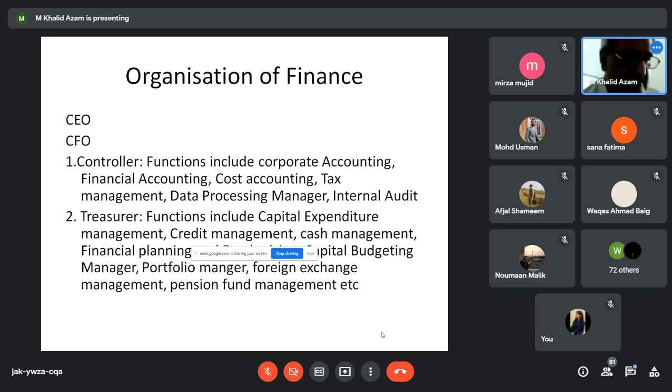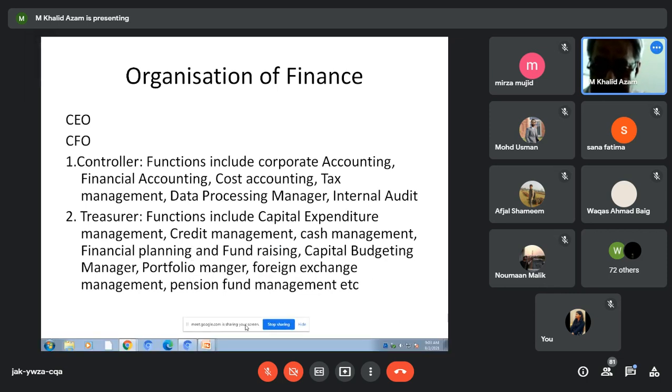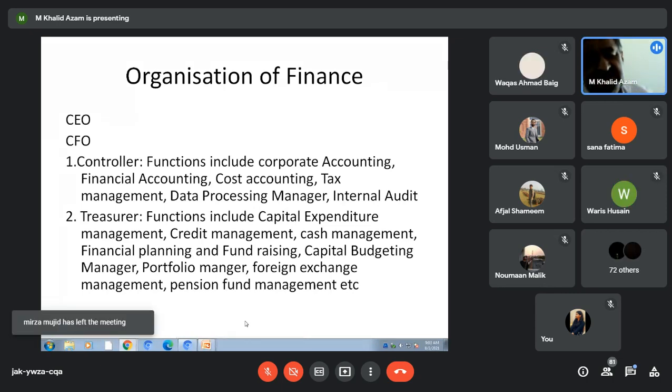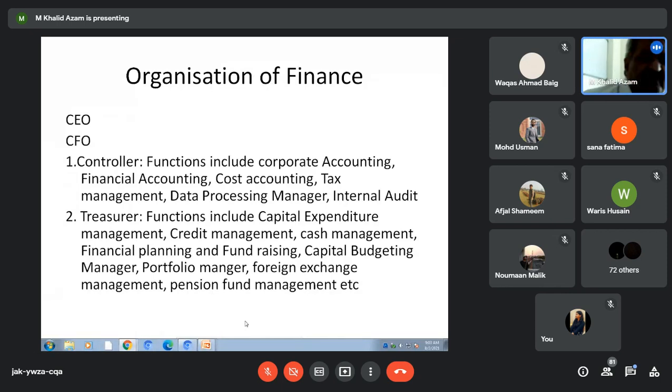In the last class, I started to discuss the organization of finance. At the highest position there are shareholders. Next to the shareholders, there is the board of directors, and below that we place the CEO, the Chief Executive Officer. Under the Chief Executive Officer, there are other officers: the Chief Marketing Officer, Chief Finance Officer, Chief Human Resource.